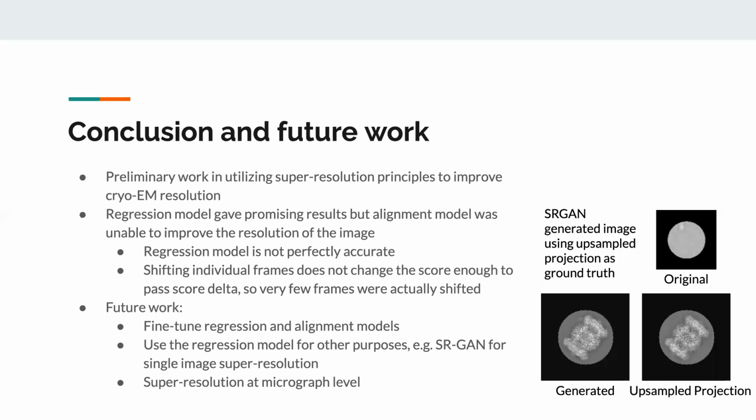Additionally, the regression model can be used for other purposes. For example, it can be applied to single image super resolution by adding the model to a SR GAN as an additional loss component for the generator. It may also be easier to do regression at the micrograph level due to a higher signal-to-noise ratio. My graduate mentor has started work in this direction and has achieved more favorable results than what we have reported here.